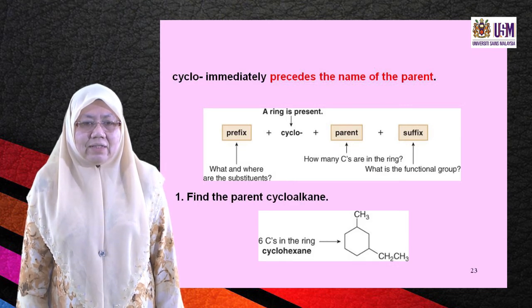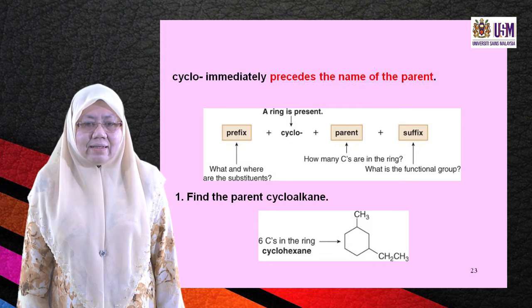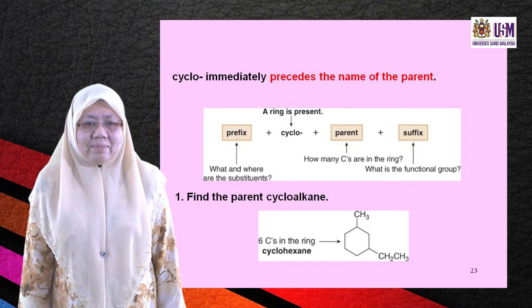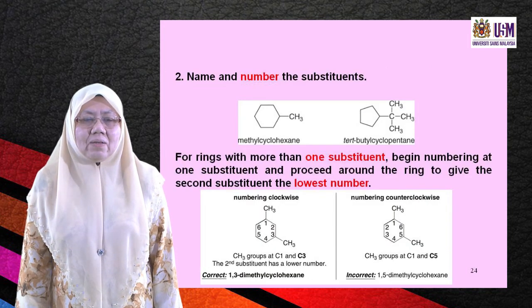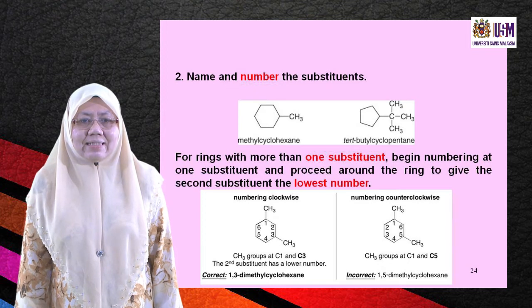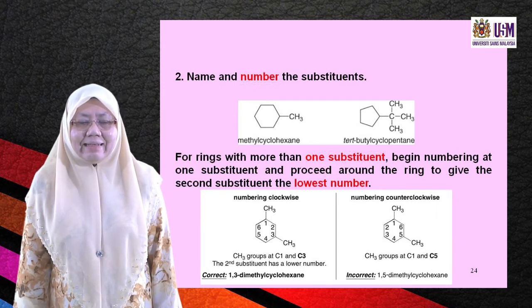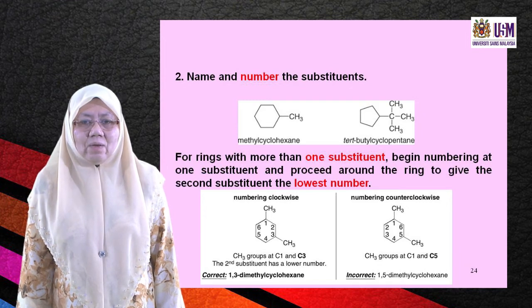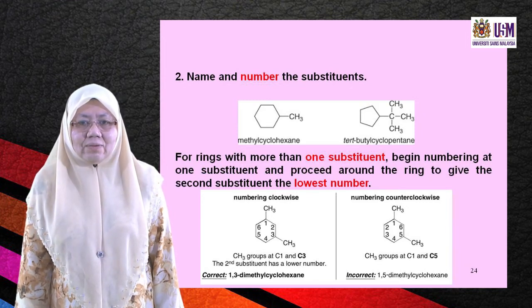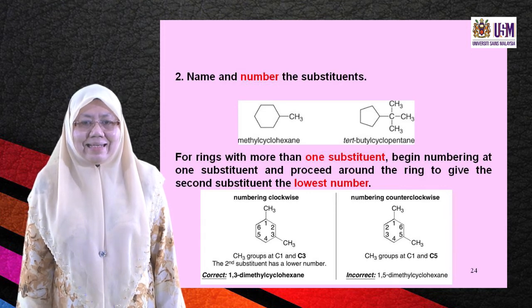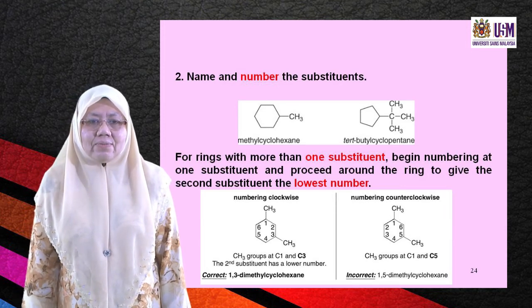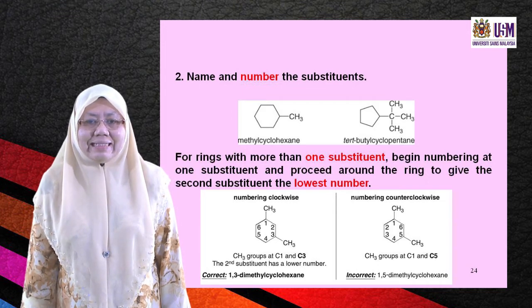First of all, we look at the given example. We have 6 carbons in the ring, which is cyclohexane. We need to name and also number the substituents. For instance, in the example given, the cyclohexane has a methyl group, so it becomes methylcyclohexane. And the one on the right, which is a cyclopentane, has a tertiary butyl group, so it is tertiary butylcyclopentane.